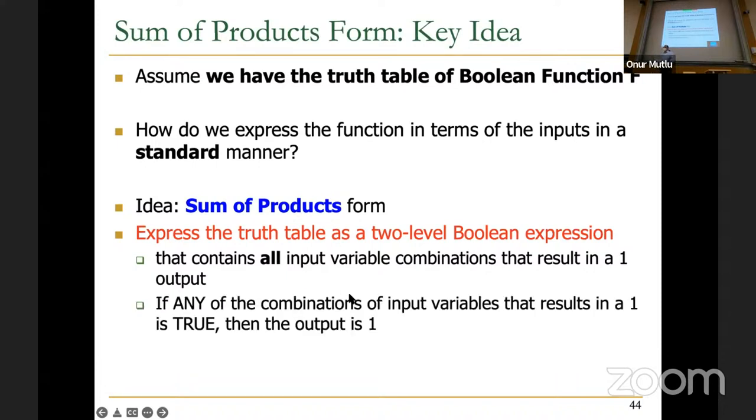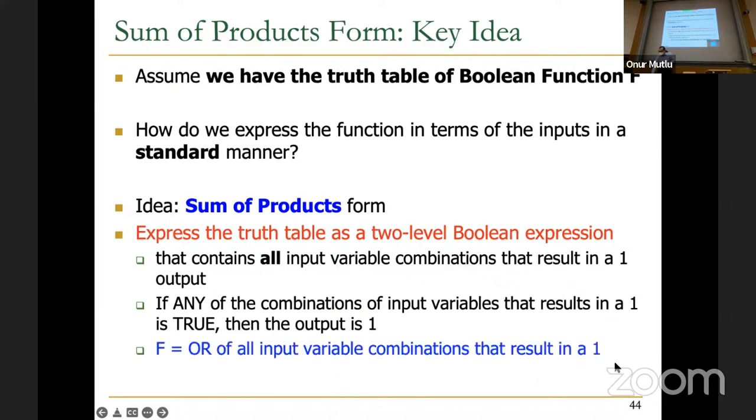So if any of the combinations of the input variables that results in a one is true, then the function is true, right? So you have a truth table with some input variables. You list all of the combinations, and you pick the ones that result in a true output. I'm going to give you an example of this soon, so don't worry if you don't understand this theoretical explanation right now. So basically, the function can be expressed simply as the OR of all the input variable combinations that result in a one. Okay, so we're going to see this with an example soon.